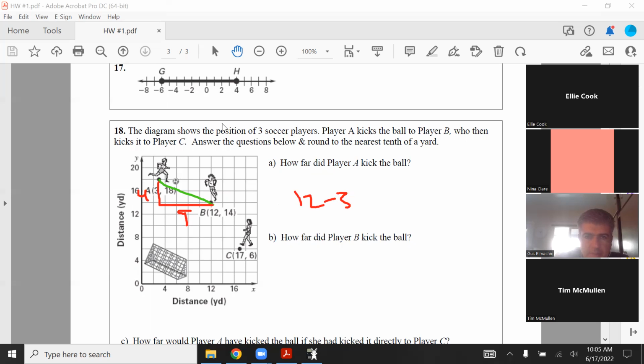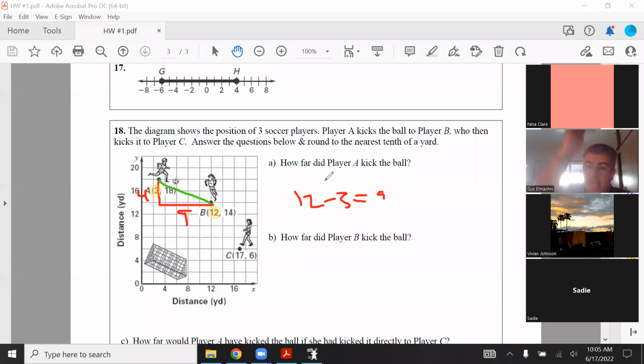Let me get the highlighter out. You have a 12 here and a 3 here. So the horizontal length is the difference in x coordinates, right? The difference in x coordinates is a horizontal length. 12 minus 3 is 9. And then the other side is going to be 4, because you're doing 18 minus 14, right? The difference in the y coordinates. So the vertical leg is 4, 18 minus 14.